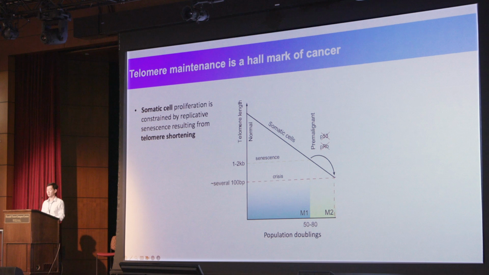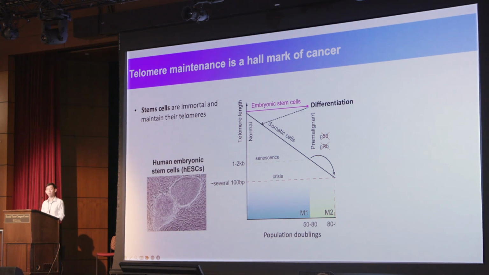In normal somatic cells throughout your body, telomere length shortens over time with cell division. And this typically leads to replicative senescence, when telomeres are around 1 to 2 kilobases. However, in cancer cells, they can overcome this barrier by mutating tumor suppressor genes like P53 and RB to continue dividing. However, this leads to a secondary bottleneck called telomere crisis, where telomeres become extremely short, about 100 or so base pairs. And most cells do not overcome this barrier and end up dying.